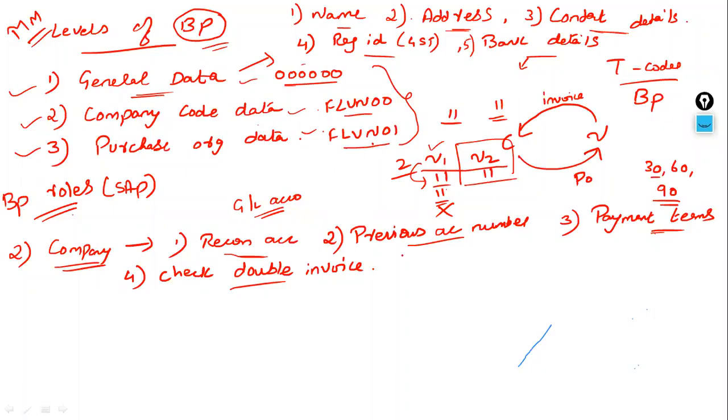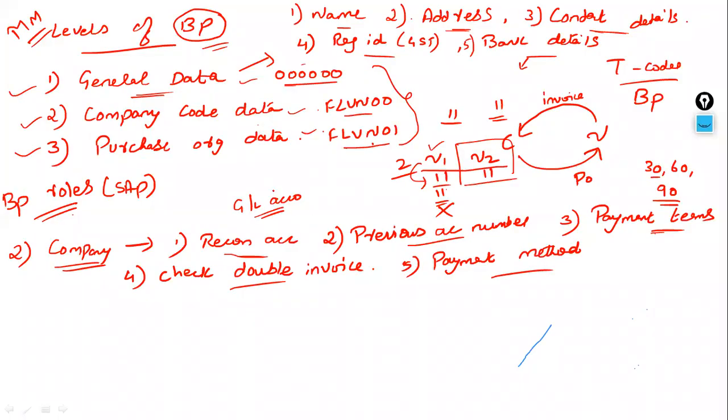Okay, and the fifth one, which is important for an MM consultant, is the payment method. How are you going to do the payment to the vendor? Through UPI or through bank transaction or through check? Okay, that depends on the payment method.